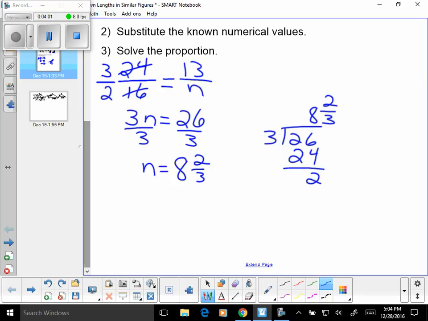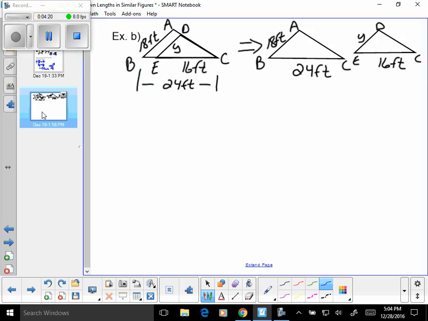Now you'll notice that in the problem they never gave us if it's feet, inches, centimeters, meters, miles, whatever. So at this point I need to put in the label units, and you're going to find that happening more and more as you go through math 8 and on into high school math. Let's move on to example B.